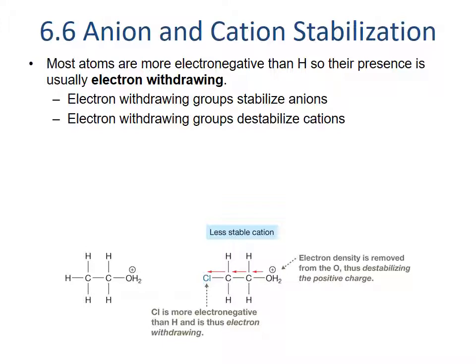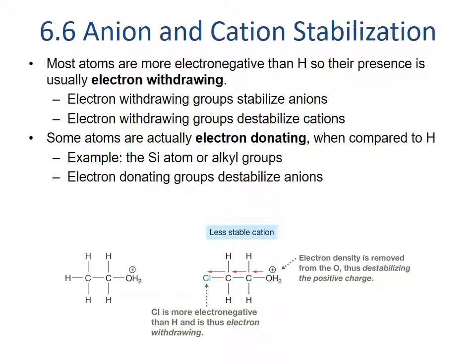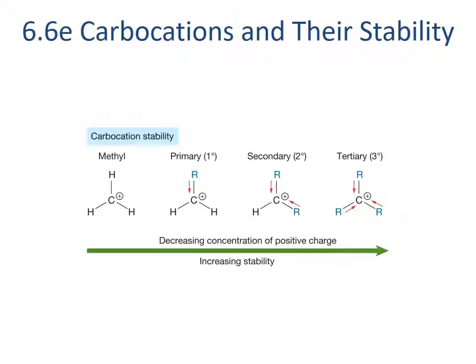There are few groups that are functionally able to donate electrons compared to hydrogen, like silicon or alkyl groups, like carbon chains, which have the opposite effect. They destabilize anions, but stabilize cations. Like we just mentioned, alkyl groups can stabilize cations because they are electron donating. For this reason, carbocations have stability that is dependent on their substitution. Methyl carbocations are very unstable, but as substitution increases, stability also increases. So a tertiary carbocation is much more stable than a secondary carbocation, which is more stable than a primary carbocation.